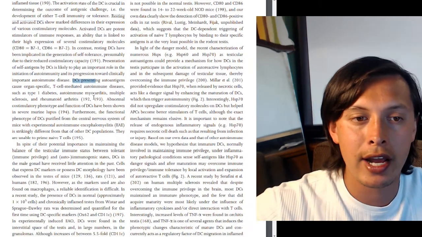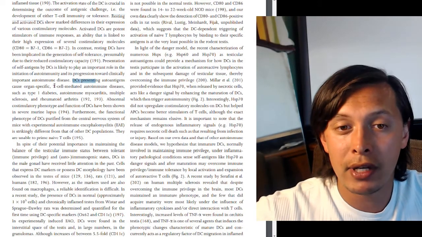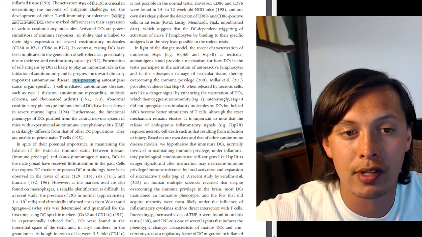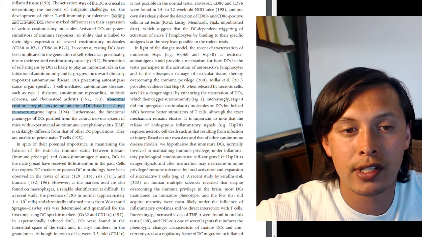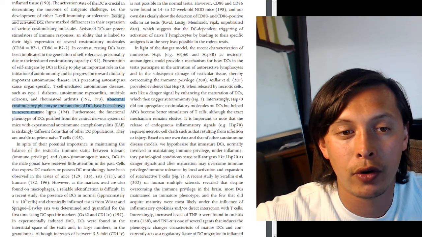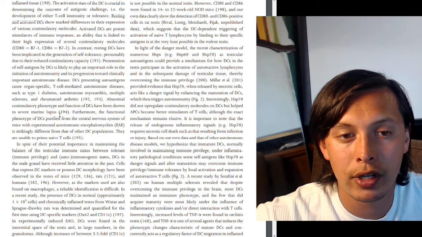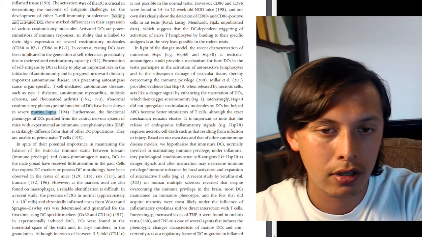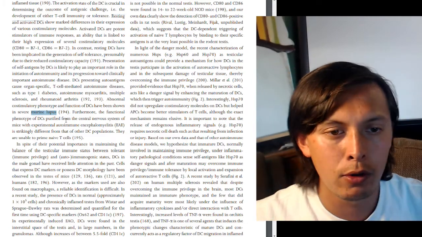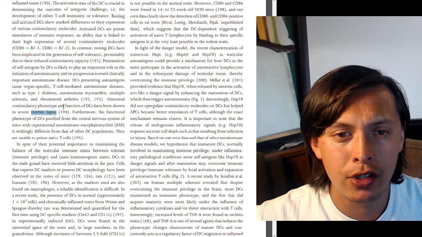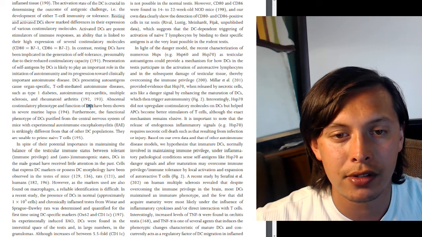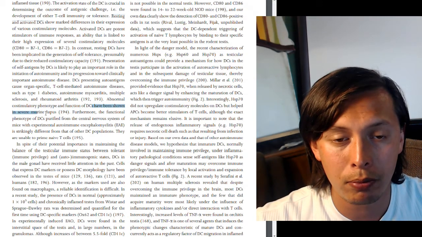Dendritic cells presenting autoantigens cause organ-specific T-cell mediated autoimmune diseases such as type 1 diabetes, autoimmune myocarditis, multiple sclerosis, and rheumatoid arthritis. Abnormal co-stimulatory phenotype and function of dendritic cells has been shown in severe murine lupus. Interesting. Remember, murine means mouse. So the abnormal co-stimulatory phenotype and function of dendritic cells has been shown in severe murine lupus.